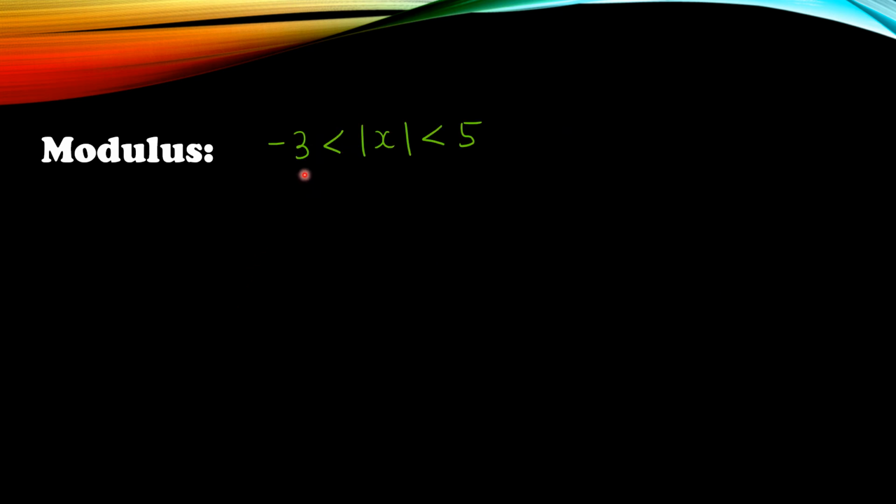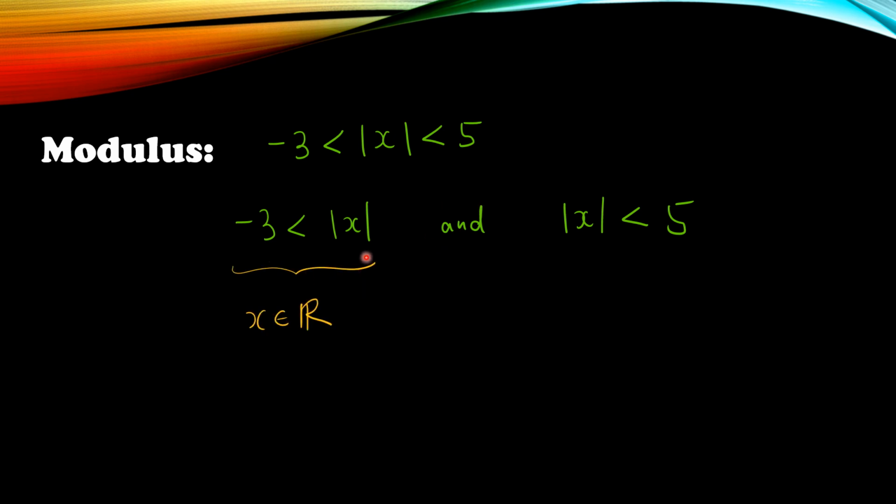So let us look at another example. This time around we have a double inequality involving modulus. If you want to do it by the algebraic approach, the first thing we need to do is to split up the double inequality into two single inequalities. So it must be modulus of x greater than -3 and modulus of x less than 5. Because it's a double inequality, my job is to find the values of x that satisfy both inequalities at the same time. That's why the word and.